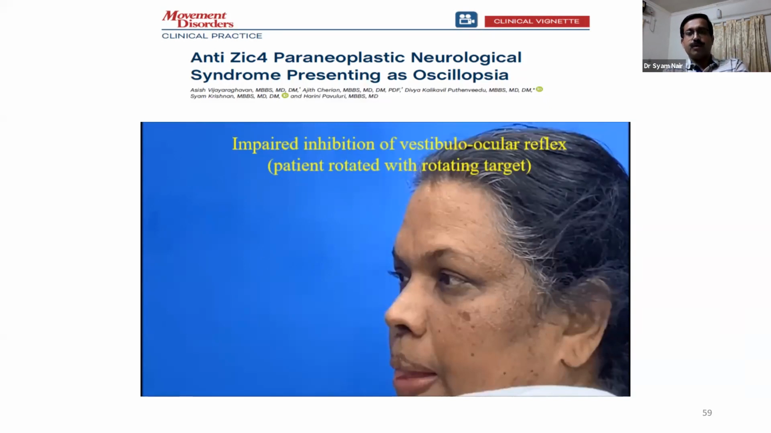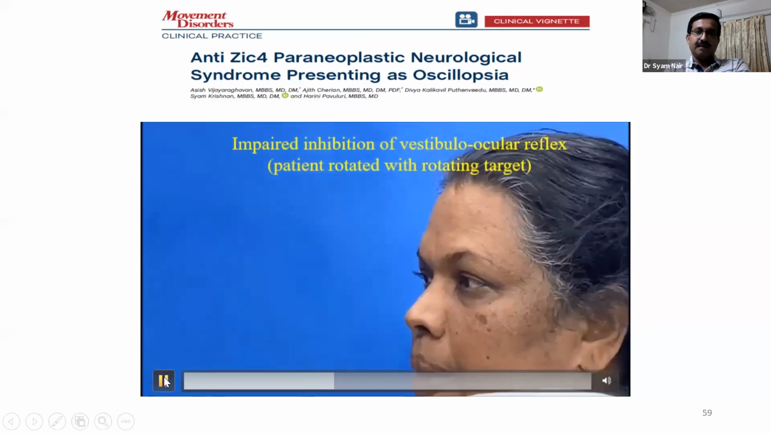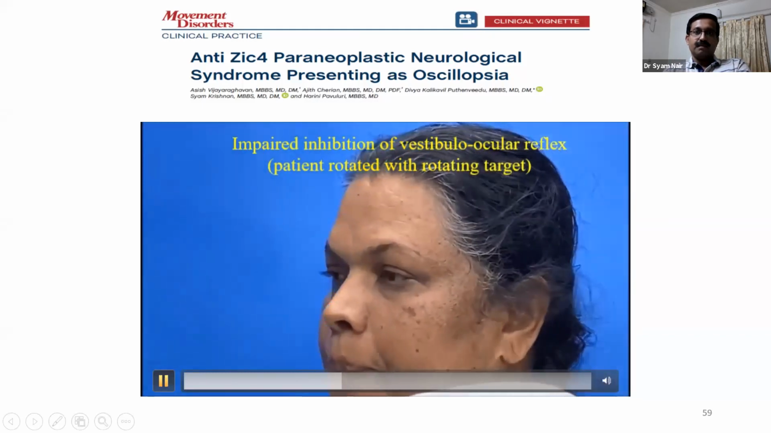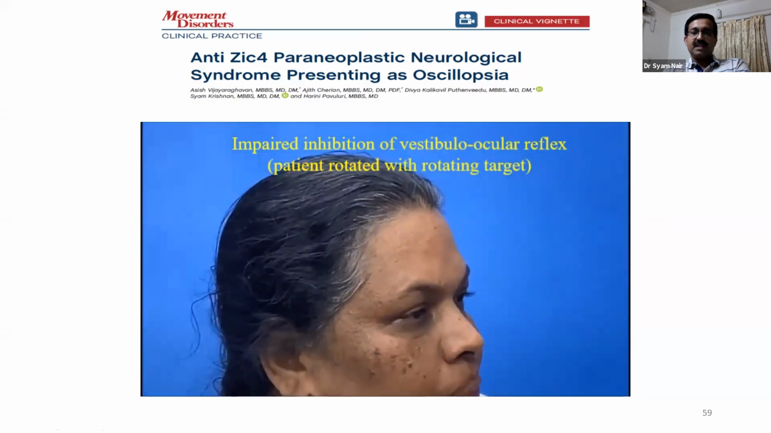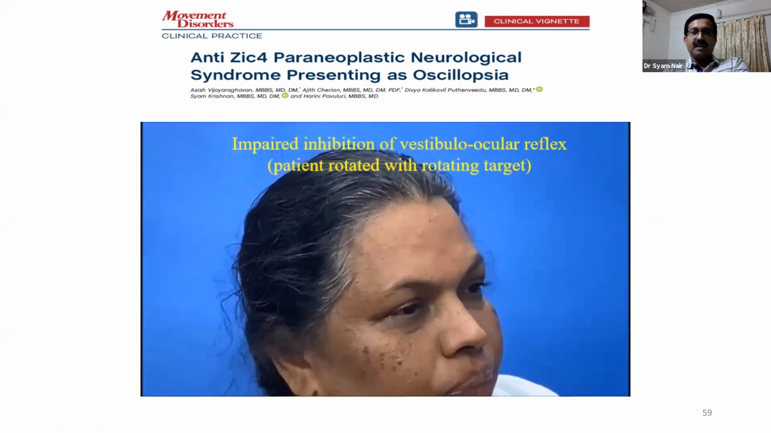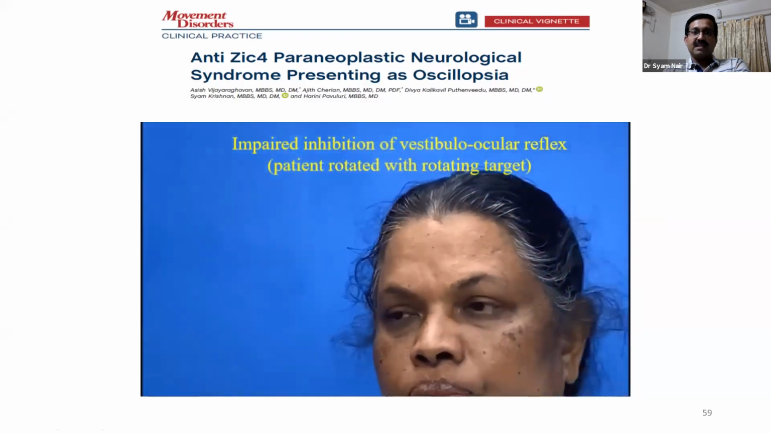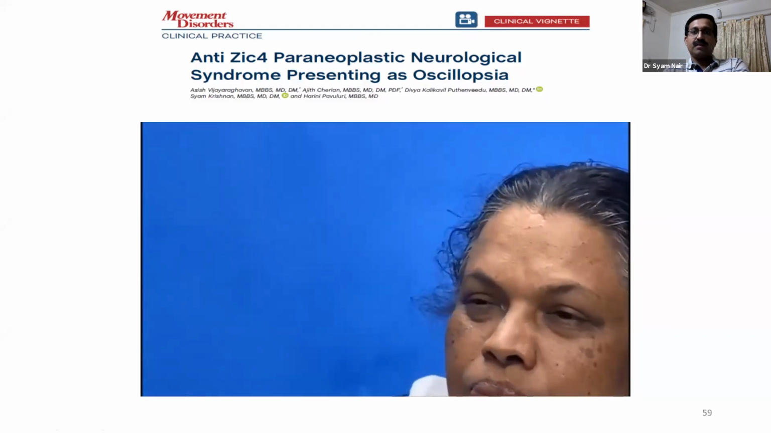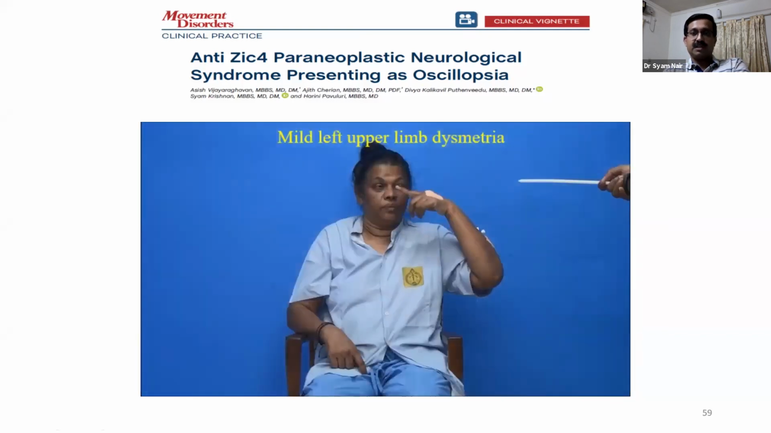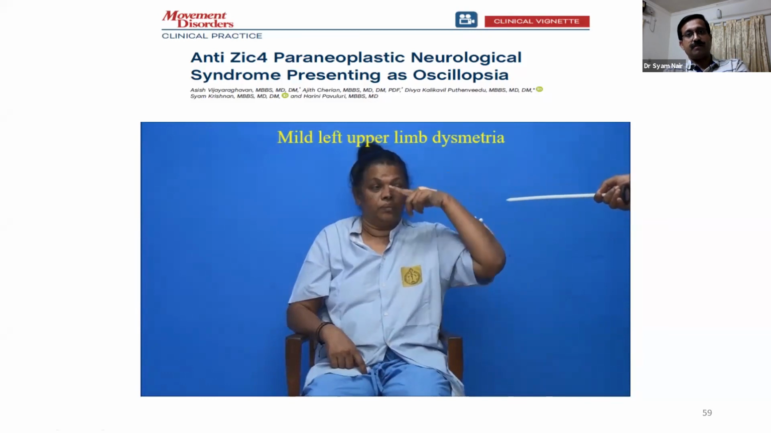But in this patient, the vestibulo-ocular reflex is not suppressed by fixation. That is, when the head is rotating and the finger is moving along with it, you can see that there are catch-up saccades happening. It is clearly evident. Look at her eyes. You can see that when the head is rotating, the eyes are drifting away, and with catch-up saccades, they are coming back to the fixation target. So this is what is called impaired VOR suppression by fixation, that is seen in cerebellar disease.